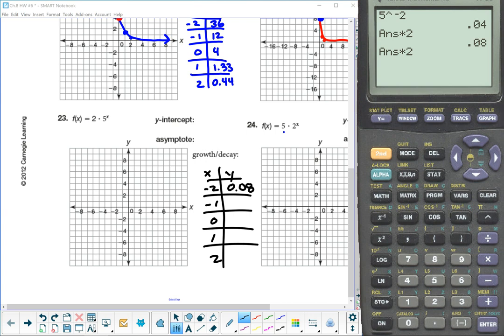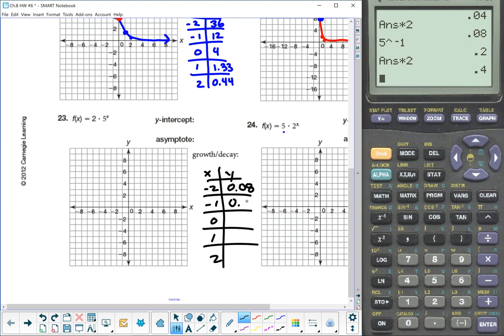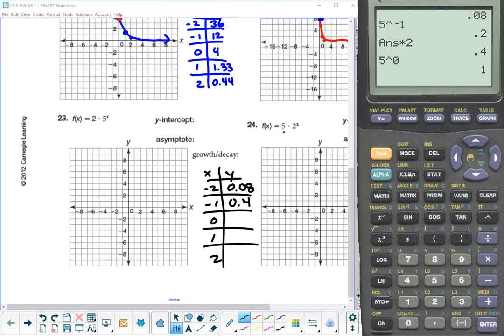So you see how I pull up the previous answer? Well, I want the previous one, so I have to do second, enter again. So I get the previous one, and I'm going to change it from -2 to -1. And I get 0.2. And then I'm going to go ahead and multiply by 2. And I get 0.4. Okay, I'm going to go ahead and do 0. Again, I want the previous answer, so I'm going to put a 0 in. I get 1. 1 times 2 is 2.